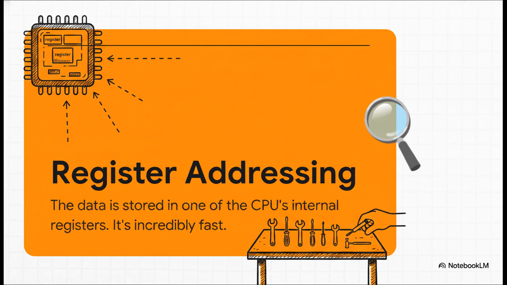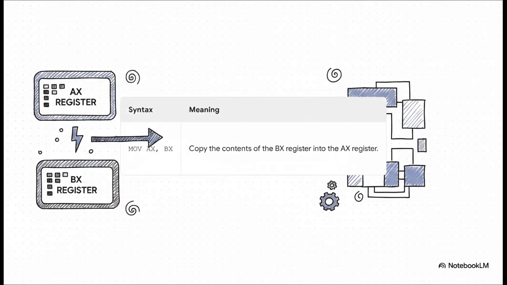This one is incredibly fast because the data is already inside the CPU, tucked away in one of its super fast little storage spots called registers. It's kind of like grabbing a tool that you already have sitting on your workbench. So here, an instruction like MOV AX, BX doesn't have to go out to main memory at all. It's just a quick internal data swap. It tells the CPU, hey, whatever number is in the BX register right now, just make a copy of it and put it into the AX register.